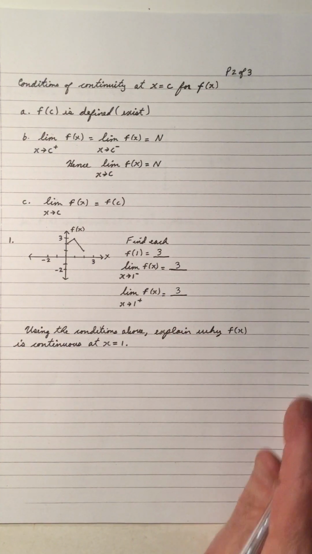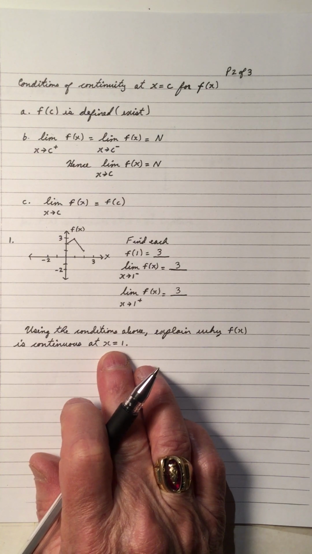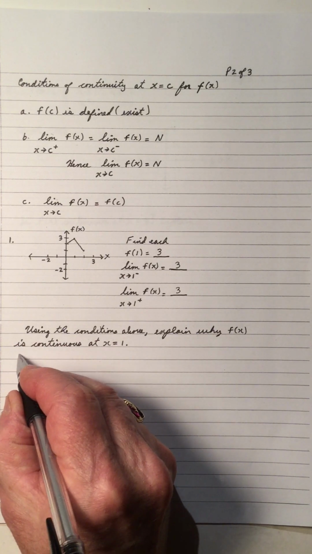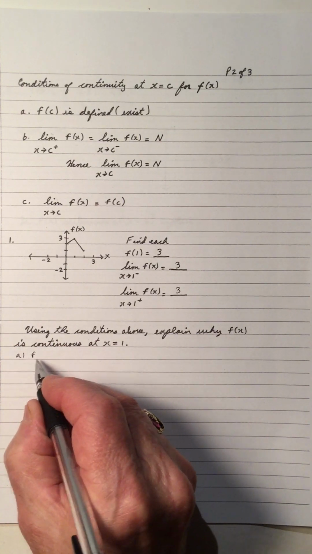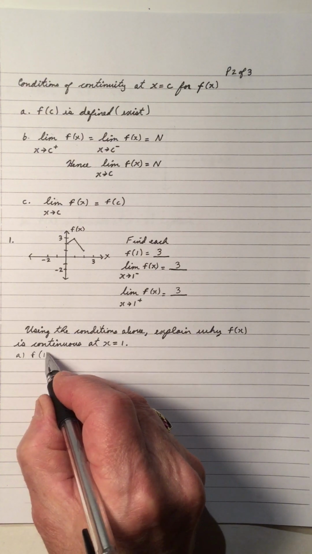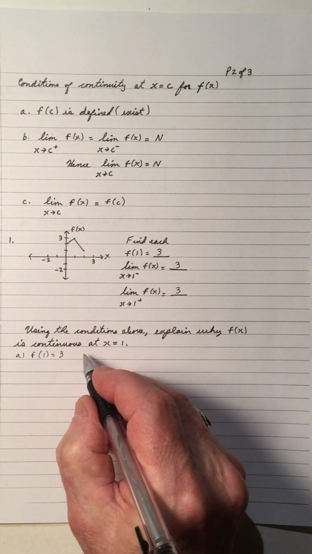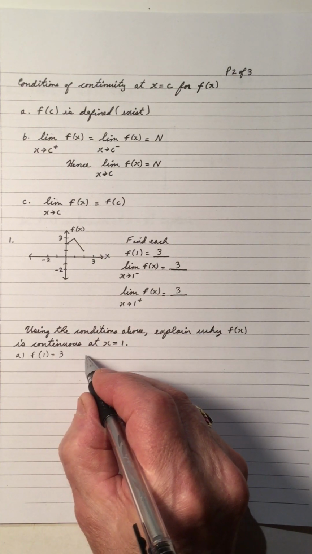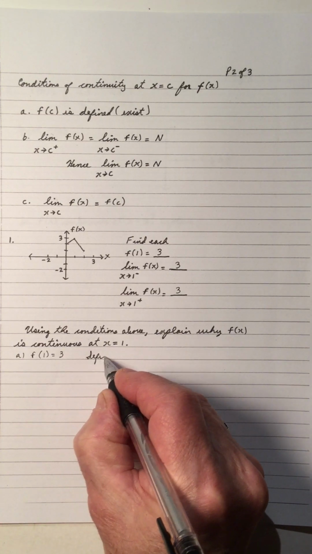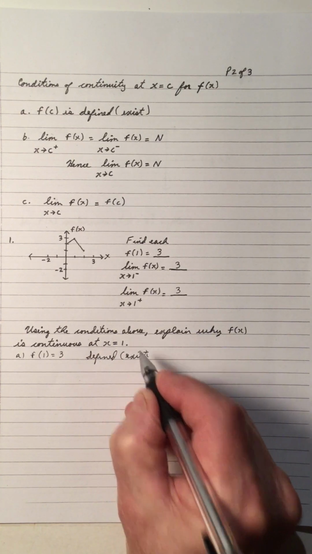So let's use this information to see if f of x is continuous at x equals 1. So A, f of c, where c is 1. So f of 1 is 3. That means it's defined, it exists.